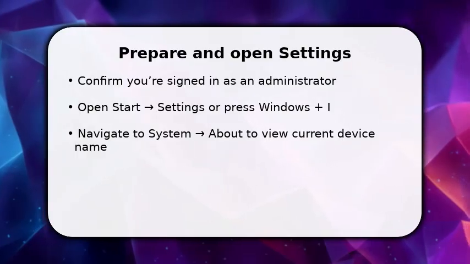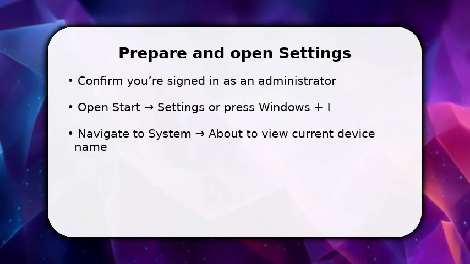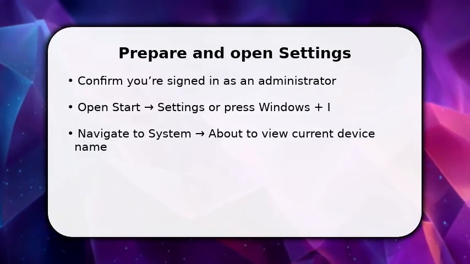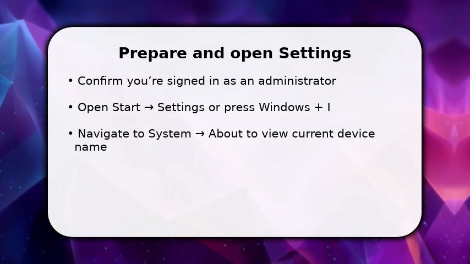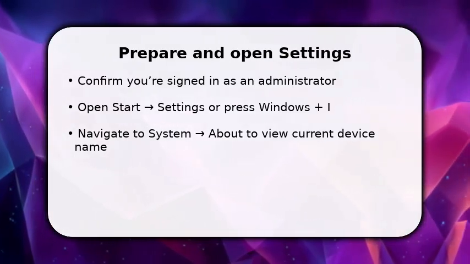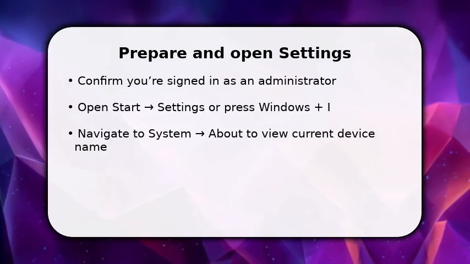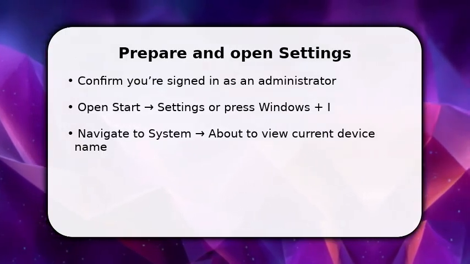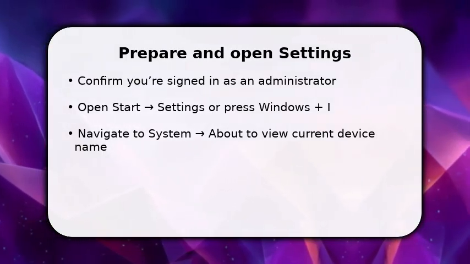You start by making sure you're signed in with an administrator account because renaming the PC requires elevated rights. Once you've opened Settings, press Windows plus I to go fast, move to System, and then About. You'll see your current device name here. That name is what Bluetooth broadcasts to other devices.